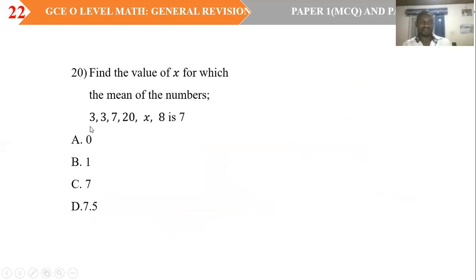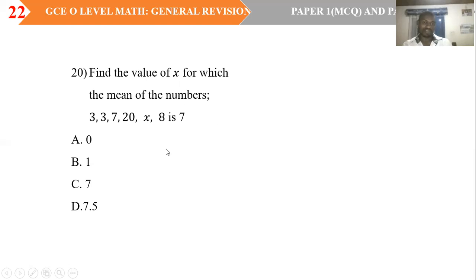Question 20, find the value of x for which the mean of the numbers 3, 3, 7, 20, x, 8 is 7. Now we know that the mean of every set of numbers is adding all those numbers and dividing by the number of scores. 1, 2, 3, 4, 5, 6. Here there are 6 scores.